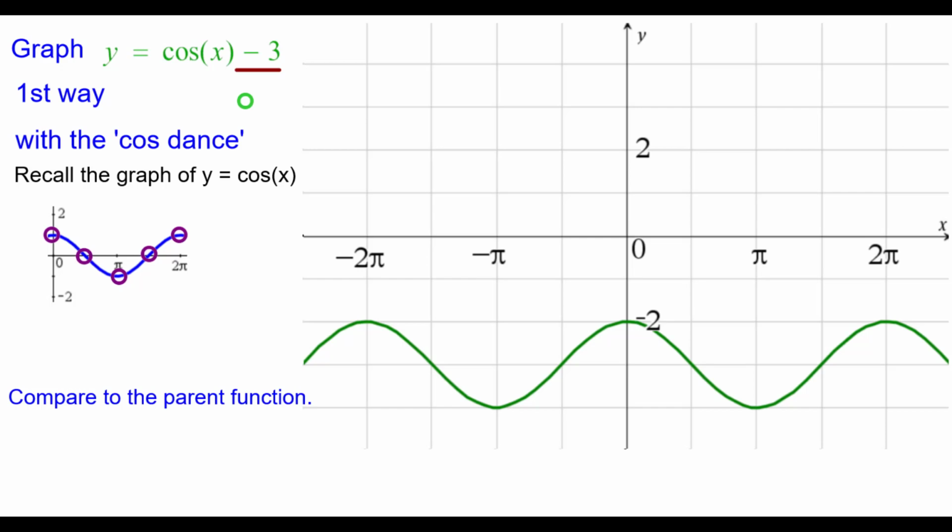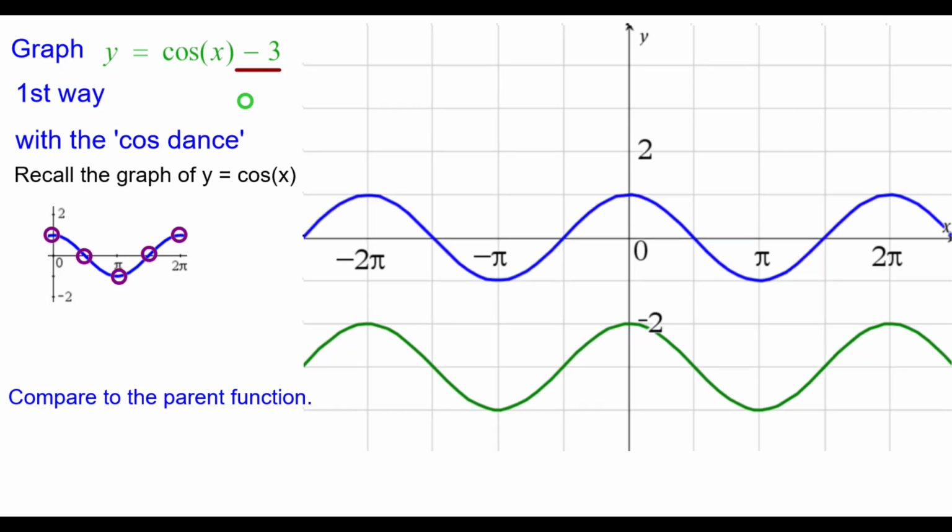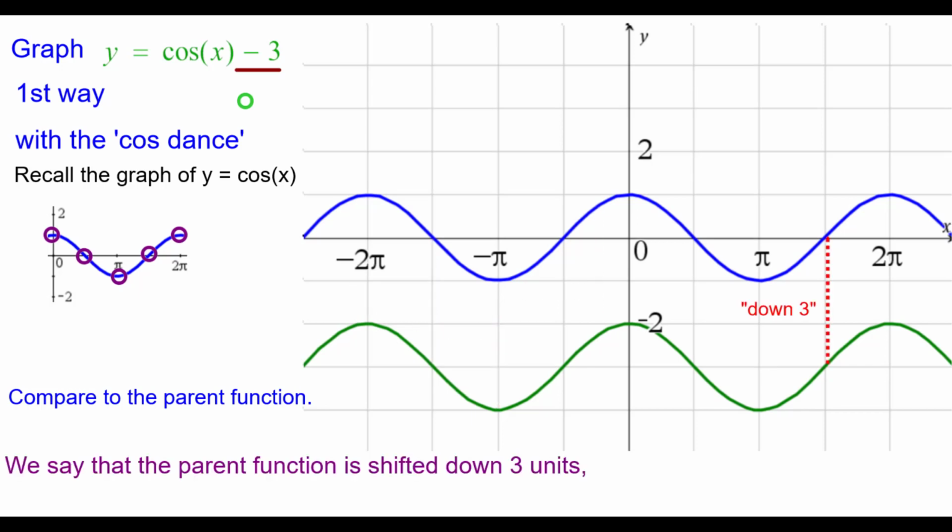Let's compare this to the parent function in blue. And you can see going from blue to green, each point is shifted down 3 units. So we say that the parent function is shifted down 3 units or translated down 3 units. Pause as needed.